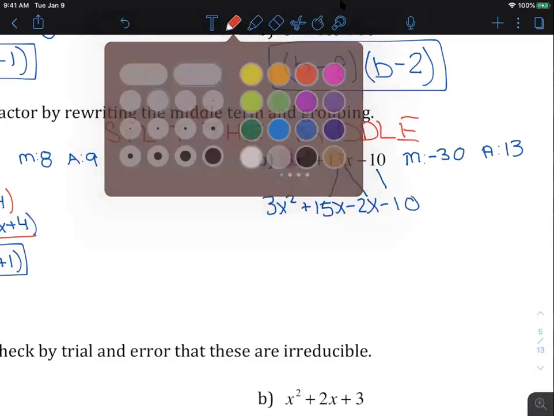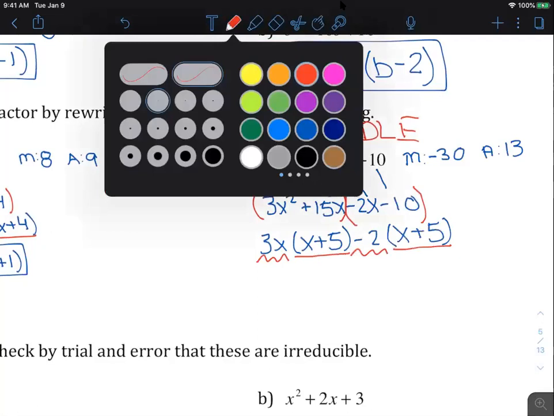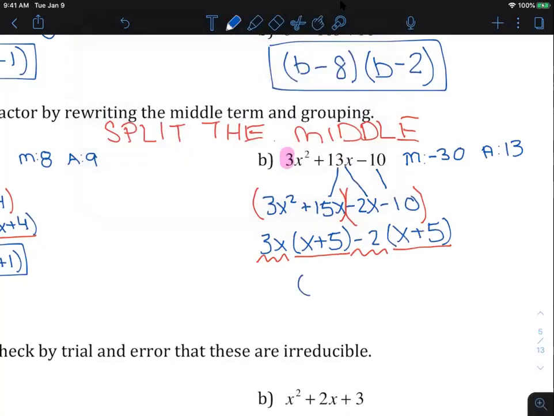Now I'm going to group my first two terms, and I'm going to group my last two terms. The GCF of my first term is 3x, which leaves me with x plus 5. And the GCF of my other two terms is negative 2, which also leaves me with an x plus 5. So once again, that's going to tell me what my two factors are. One of them is x plus 5, and the other one is 3x minus 2.